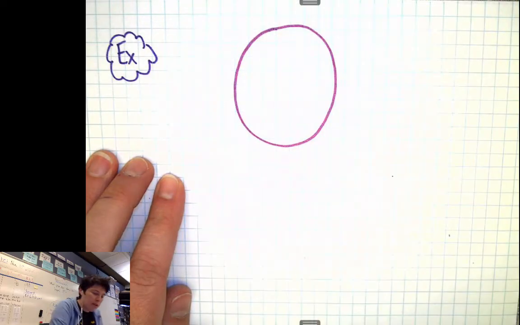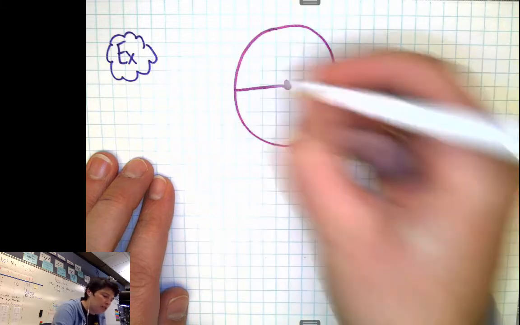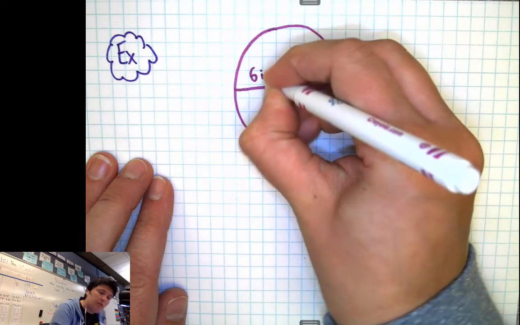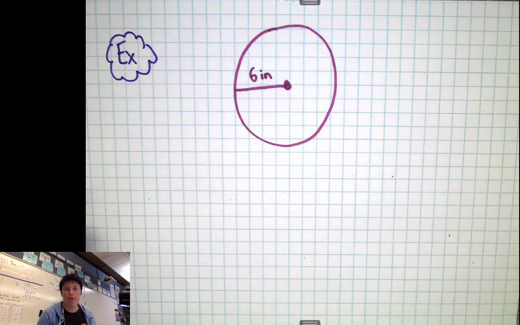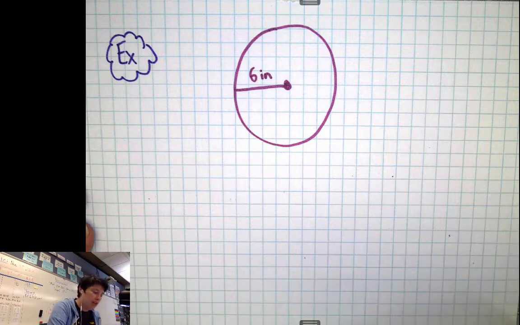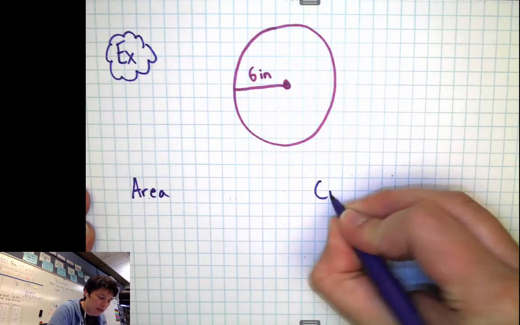And the distance from the edge to the center of my circle is 6 inches. So I'm going to write 6 inches. All right, so we're going to find both. We're going to find the area, the space inside, and we're going to find the circumference. So over here I'm going to write area, and over here I'm going to write circumference.